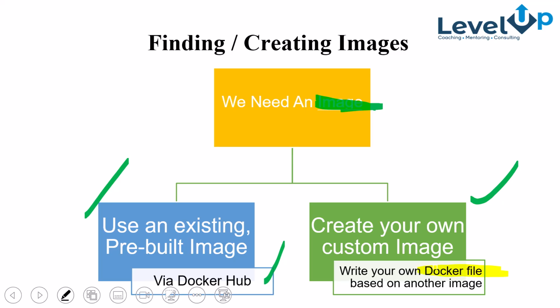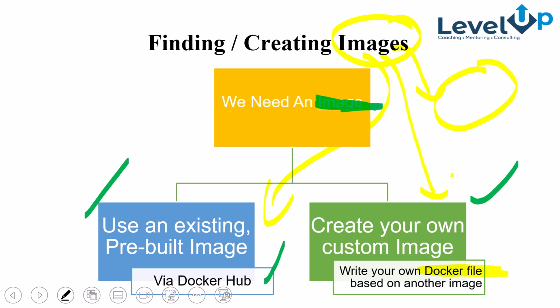That means if I want to create a container, I have to create it from an image. Where can I get images? Two options. One is pre-built images which are stored on Docker Hub. Second is we can create our own images with the help of a Dockerfile.